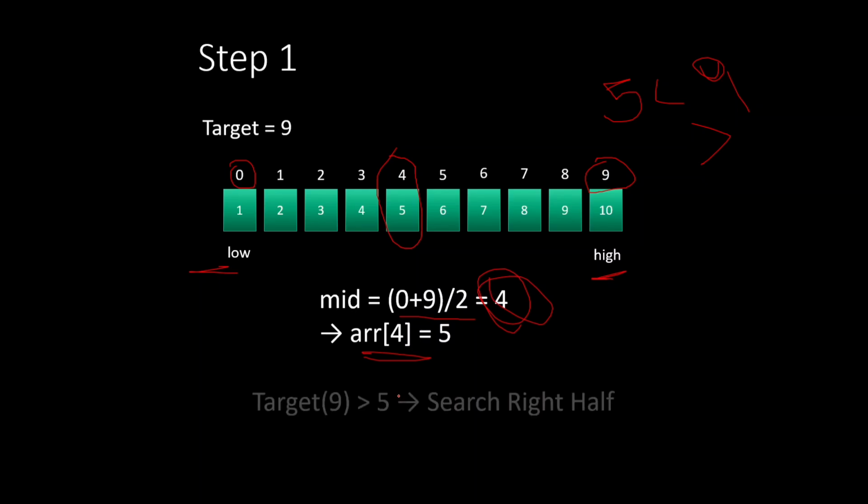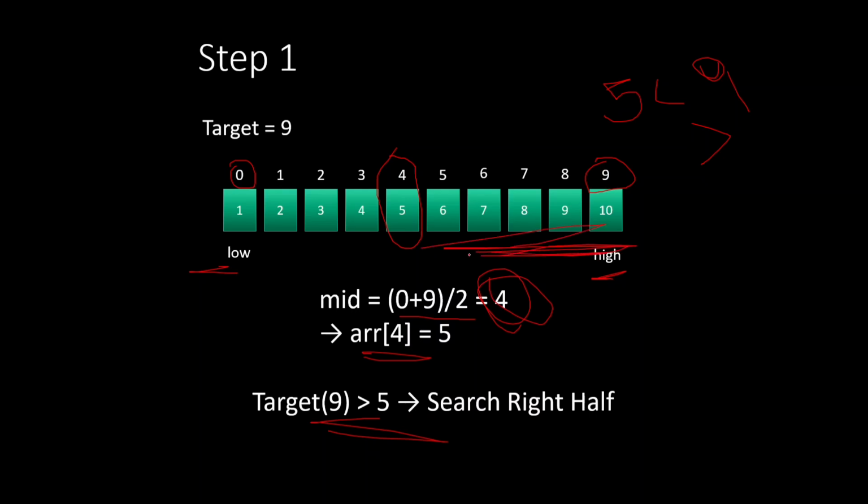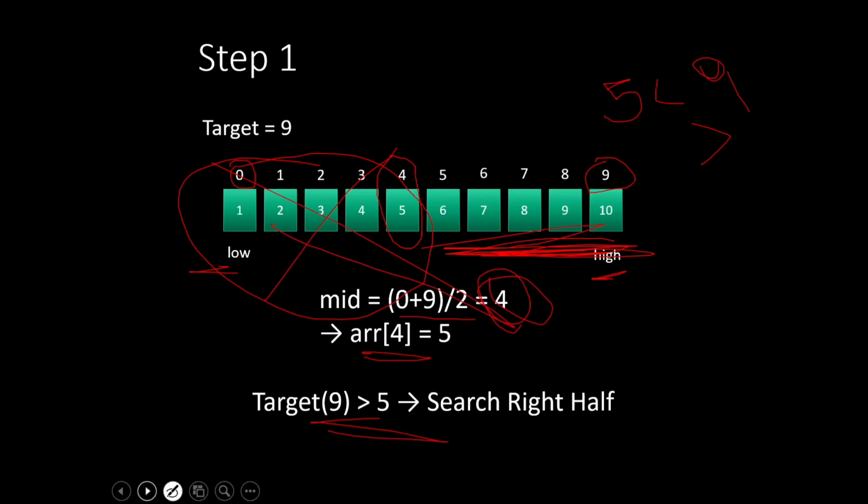See, our target is 9. 9 is greater than 5. Greater than means we have to search the right half. We should search in this right half, and we need not search in this left half. See how efficient this is. We cancel the entire left half. We need to check in this half only.